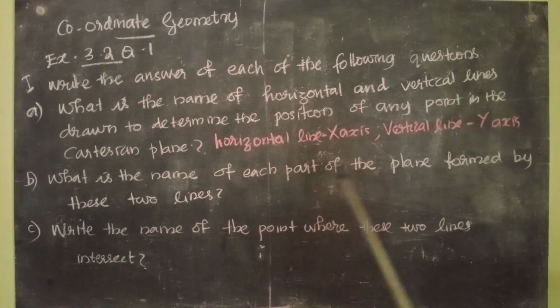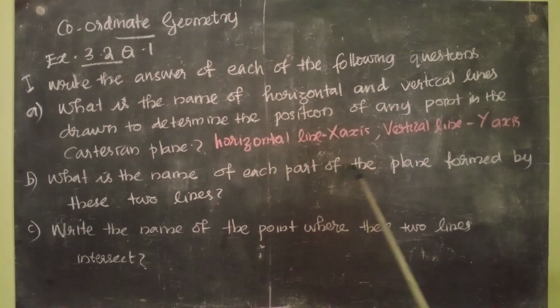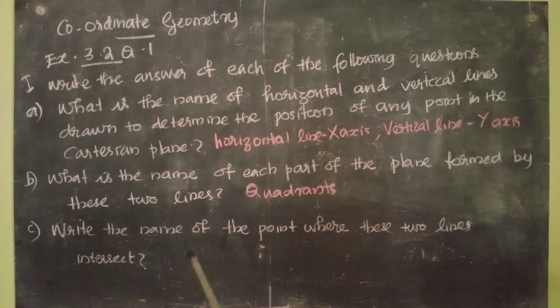Second question, what is the name of each part of the plane formed by these two lines? Name of each part of the plane is quadrants. Third question, write the name of the point where these two lines intersect. The two lines are intersecting at origin.